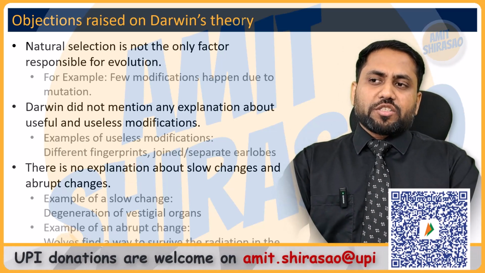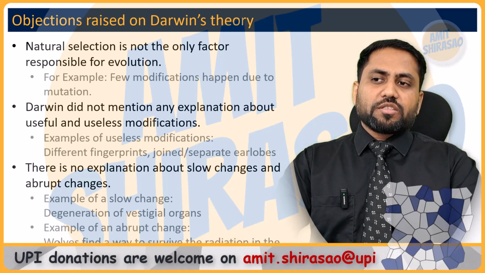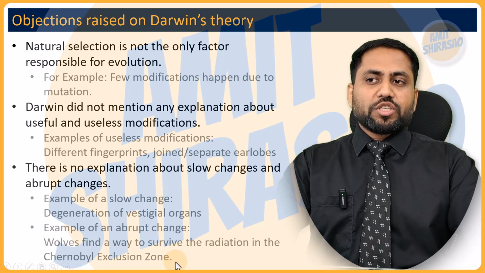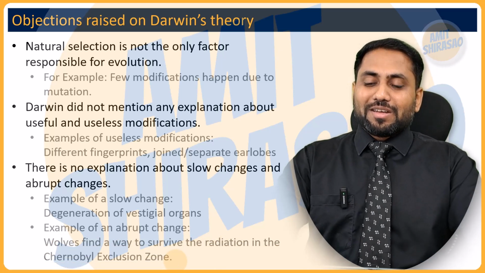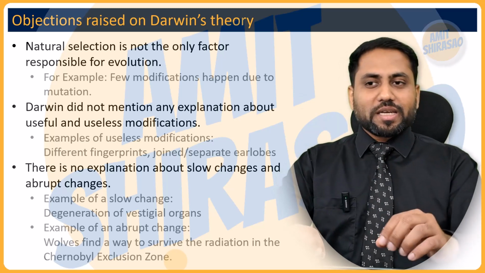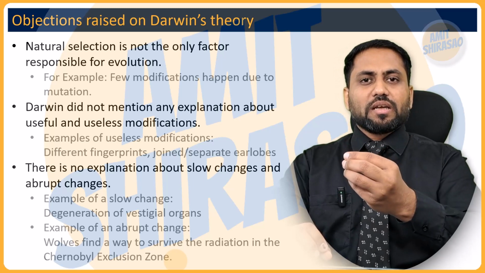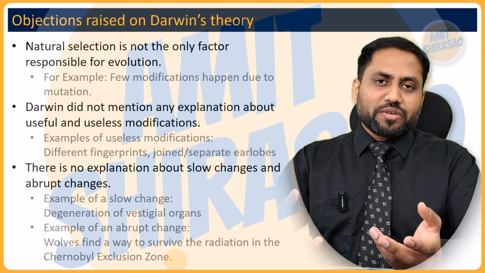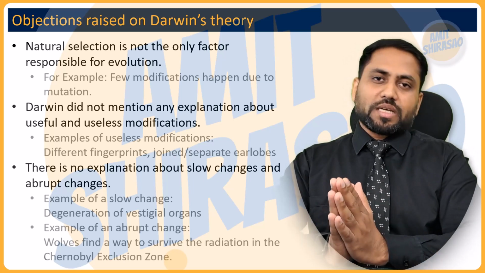Example of abrupt change. Wolves find a way to survive in the radiation in the Chernobyl exclusion zone. What is Chernobyl disaster? Ukraine had nuclear weapons earlier when it was part of USSR. At that time, there was the nuclear facility. There was an accident at the nuclear facility and there was a radiation. That is called as Chernobyl disaster.